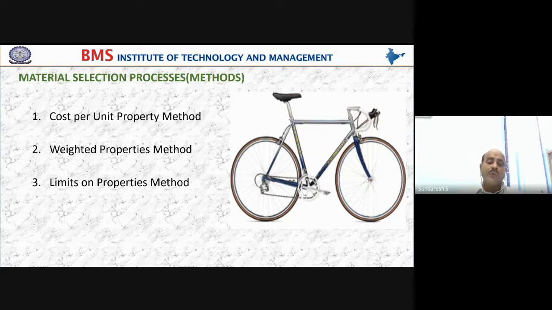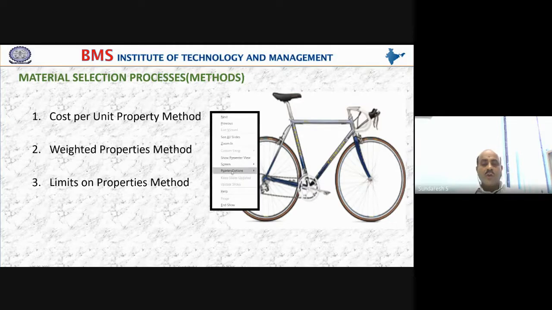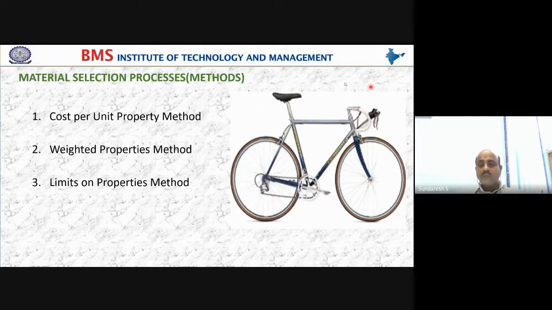So if you take a look at a simple example, just like a bicycle, right? This bicycle is made up of different materials. So the selection of a material is based upon so many parameters and factors that need to be taken into consideration to make this cycle perform satisfactorily, right? In that respect, the cost is the most important parameter in any design process.